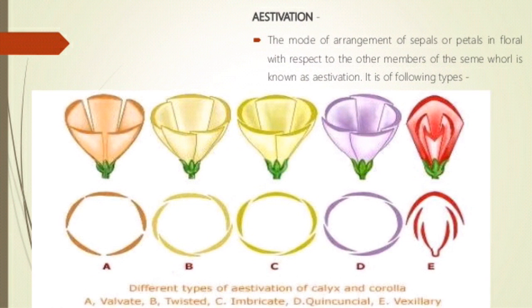Aestivation. Aestivation is the mode of arrangement of sepals or petals in a floral whorl with respect to the other members of the same whorl. It is of the following types. There are 5 types. First is valvate, second is twisted, third is imbricate, fourth is quincuncial, and fifth is vexillary.